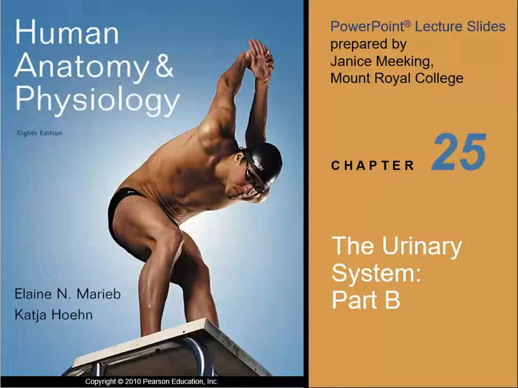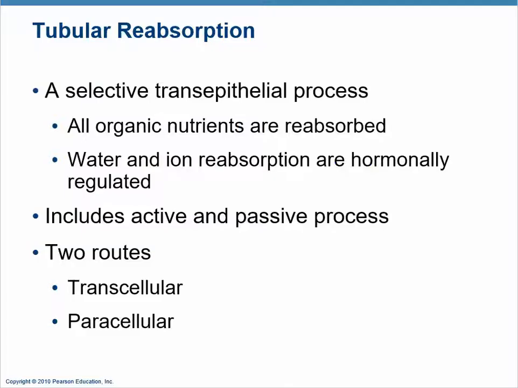So this is a continuation of the urinary system, part B. We're picking up at tubular reabsorption. We previously spoke of glomerular filtration and the producing of the filtrate, which is, for all essential purposes, blood plasma without the proteins. It has all the same components.